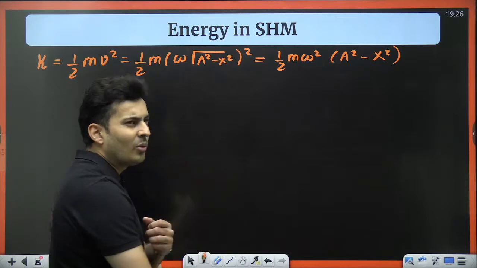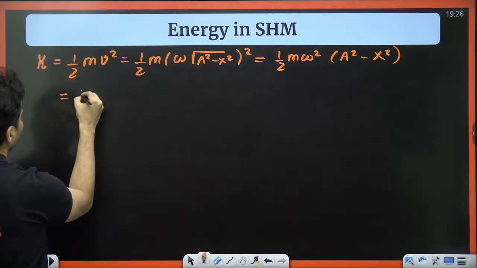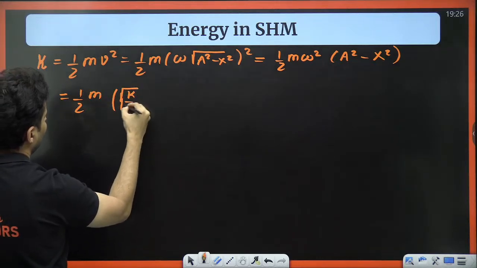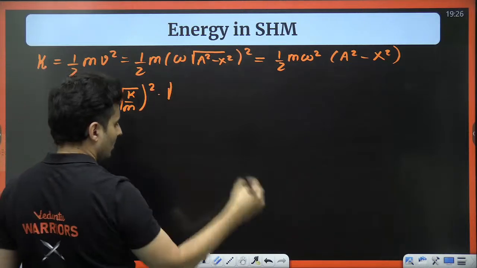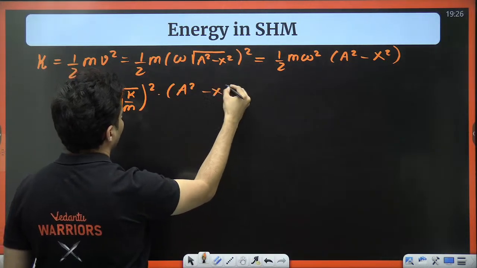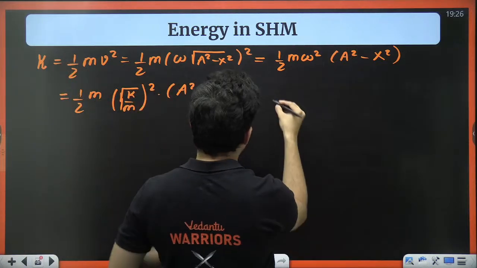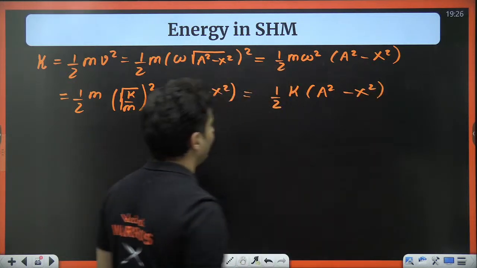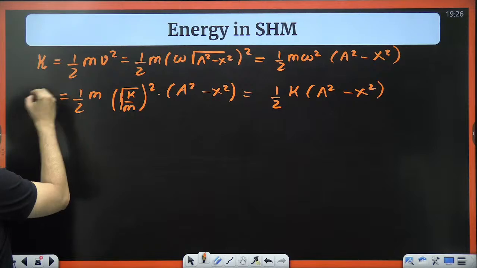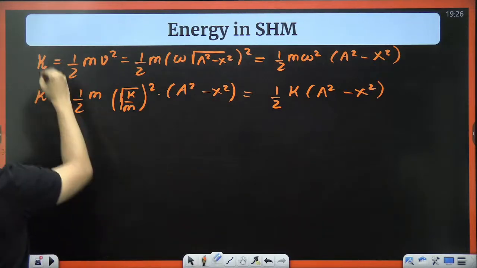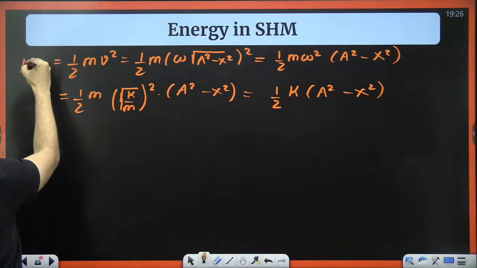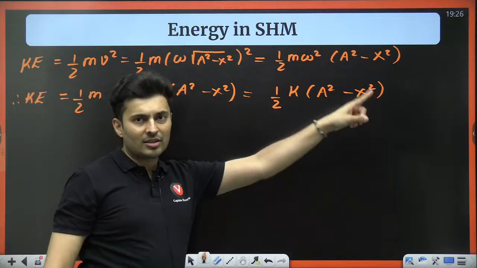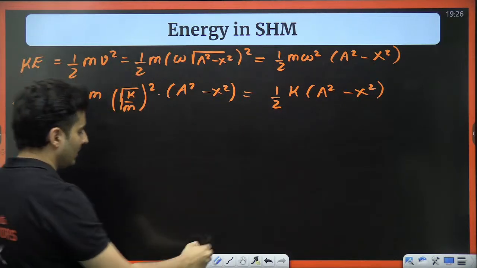What is m ω square? Think about it. Half m, ω is root k by m, squared, into a square minus x square. When you square this, m cancels, and you are left with half k (a square minus x square). Don't get confused and say, sir, this k and this k will cancel. Let me write it properly. The kinetic energy came out to be half k (a square minus x square). K is the spring constant there.